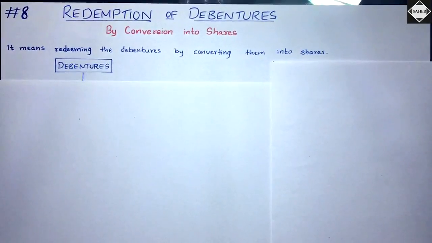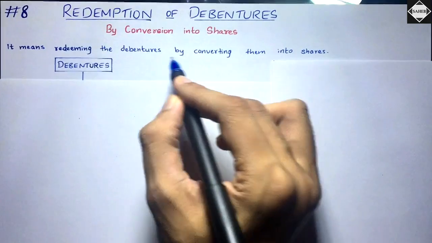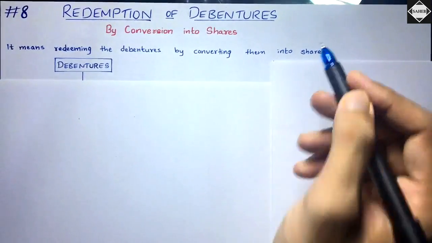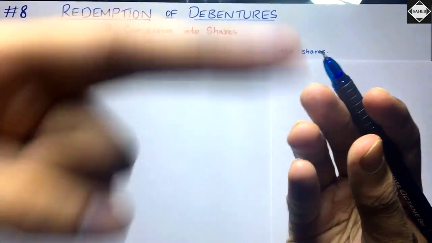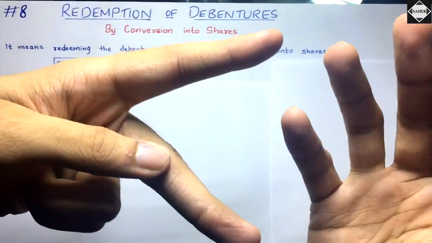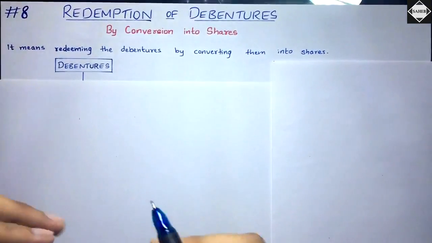Now let's understand the concept of this method. Here it's very simple. It means redeeming the debentures by converting them into shares. The debentures will be converted into shares, and those shares can be preference shares as well as equity shares. It could be both.